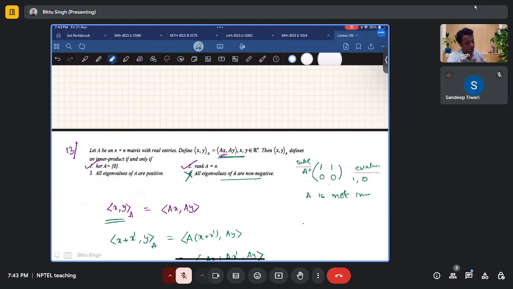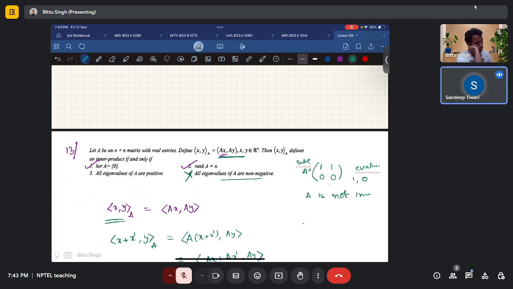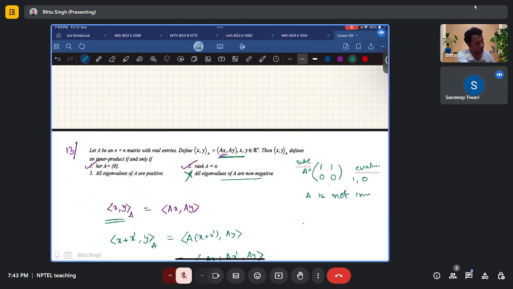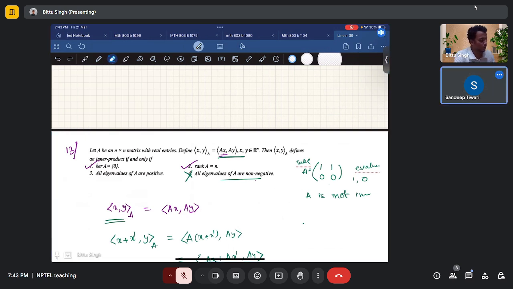And what about the third thing? All eigenvalues of A are positive. Can we prove something? Take a diagonal matrix whose eigenvalues are positive and negative as well. So eigenvalues being positive will imply this is an inner product, because eigenvalues positive means A is invertible, but the converse is not true.